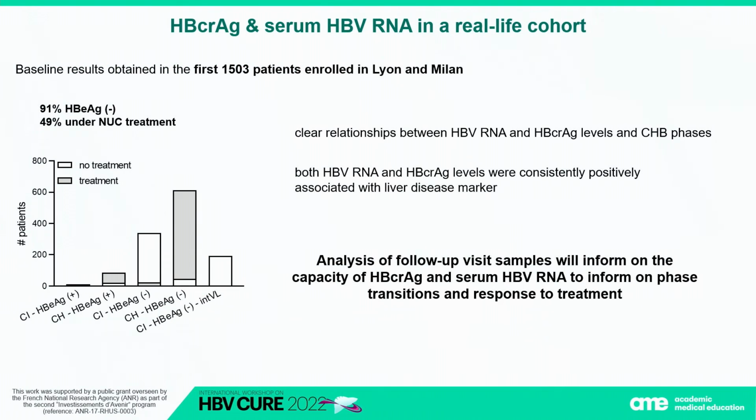And the baseline results at inclusion of the first 1,500 patients show that most of the patients are HB antigen negative and half of them are under NUC treatment. And 25% of these patients couldn't be really classified into the classic CHB phases and were called intermediate viral load because they were HB antigen negative patients who had a higher viral load that couldn't be categorized as chronic infection.